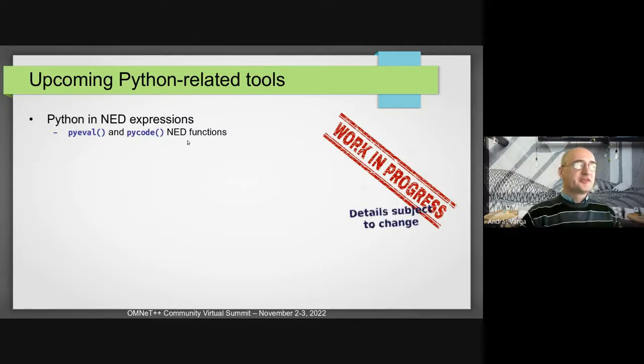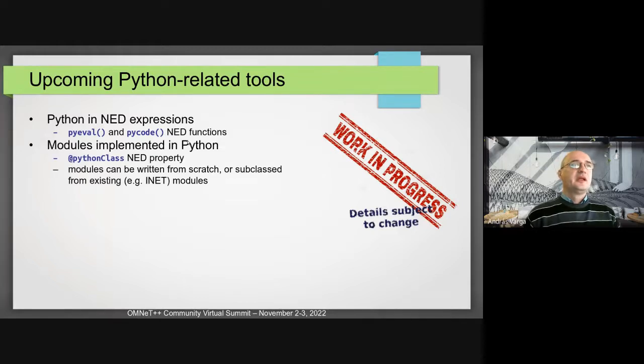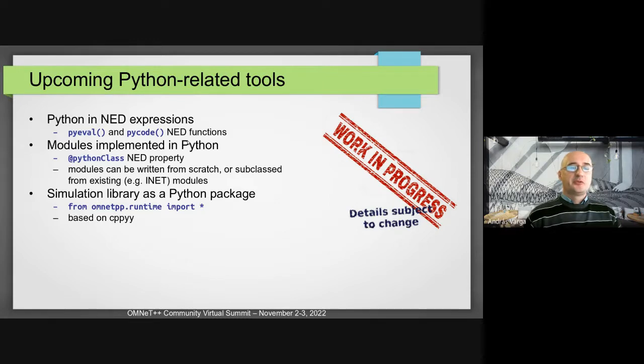Basically, I will just list these tools, and I will have quite a lengthy demo afterwards. So I'll just rush through the slides so that we have more time for the code. There are two functions, PyEval and PyCode, for integrating Python code in the NED expressions or in unifiers. There's a Python class property which lets you implement a simple module in Python. And we also provide a Python package which wraps the simulation kernel, so it allows you to write standalone scripts that run simulations. And this is based on the cppyy package that I'll tell about in a little while.